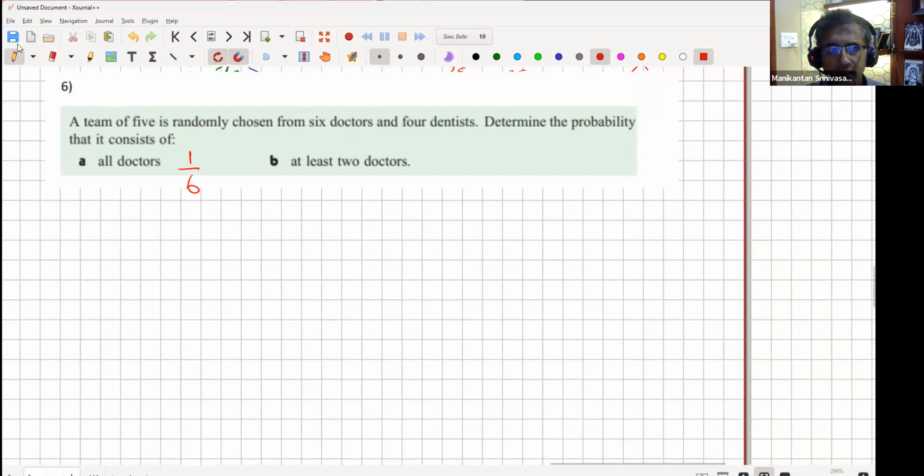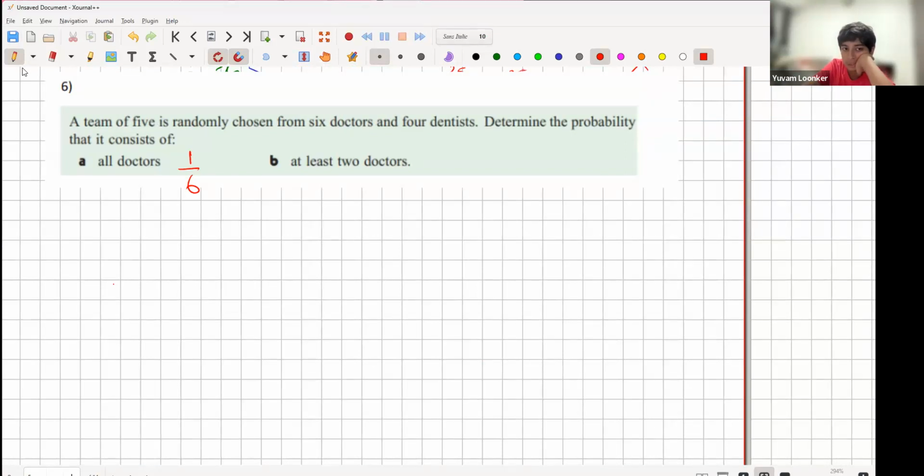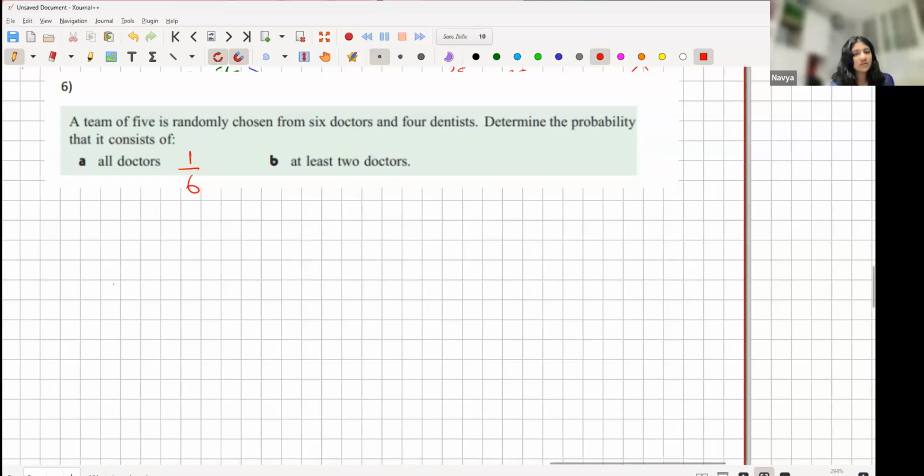Suhani. Oh yes, I wasn't able to do this question. I don't have time for this one. All right, anyone agree or disagree? Yuvam? Didn't do this one. Navya, what about you? I got 1/7. 1/7. Okay.